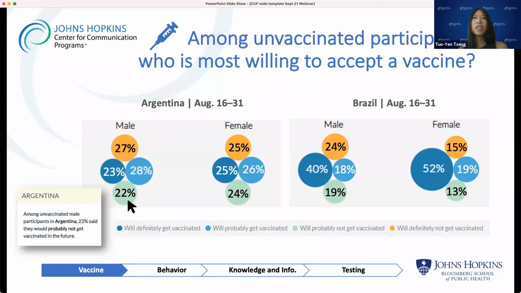When hovering over a bubble, a text box will pop up to provide a more detailed description. Here, I'm showing gender breakdown as an example, whereas information about other demographic characteristics is also available on the dashboard. We can see that in Argentina, from August 16th to 31st, the distributions of the 4 response categories are very similar between male and female respondents. However, in Brazil, the different sizes of the dark blue bubbles suggest that more females said they would definitely get vaccinated compared with males. There were also a higher proportion of males who said they would definitely not get vaccinated, as indicated by the orange bubbles.